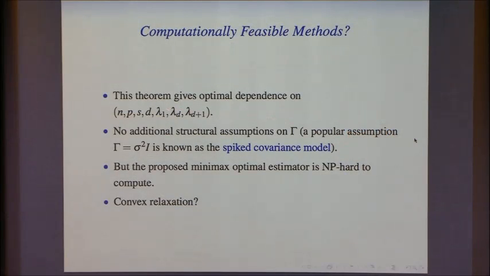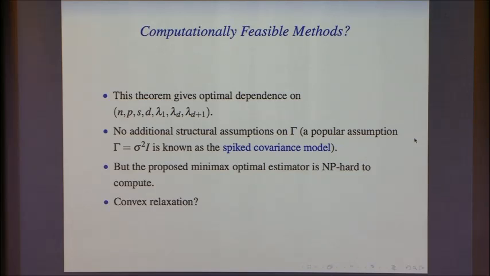So as I said, this theorem gives optimal dependence on all these 7 parameters. And it does not put any additional structural assumptions on the noise part. So it doesn't have to be even block diagonal. And a popular assumption is that it's spherical. The noise is spherical. But the downside is the proposed minimax estimator is NP hard to compute.